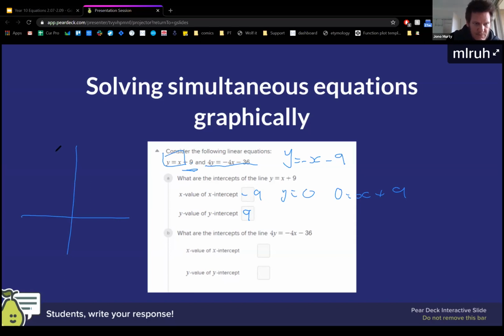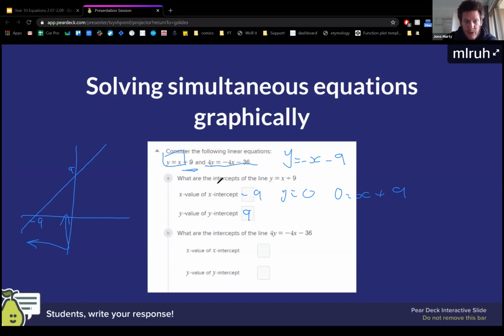This will just look like this here. Oops, not like that at all. It will look like this. This is 9. This is minus 9. So we've gone across 9 and we've gone up 9, as the gradient is 1.